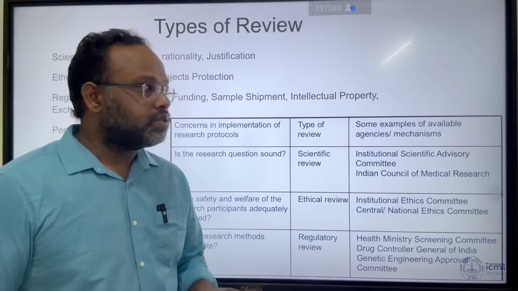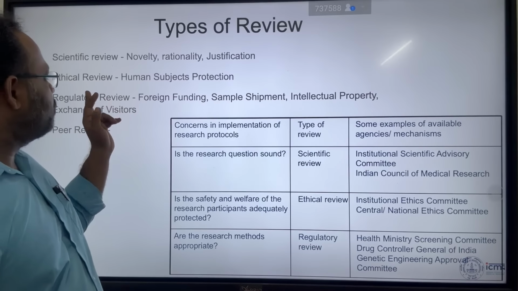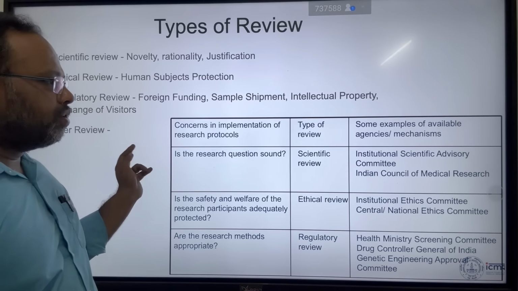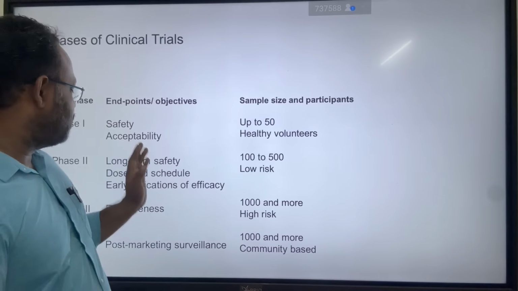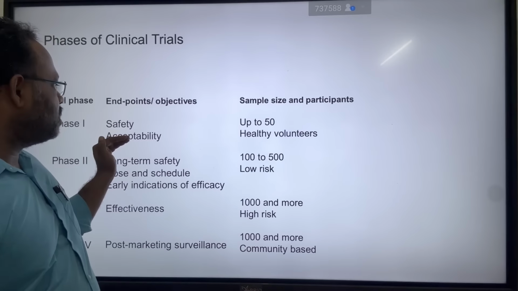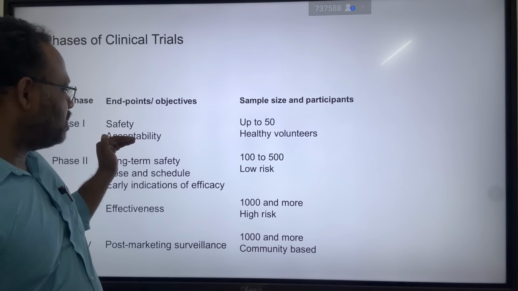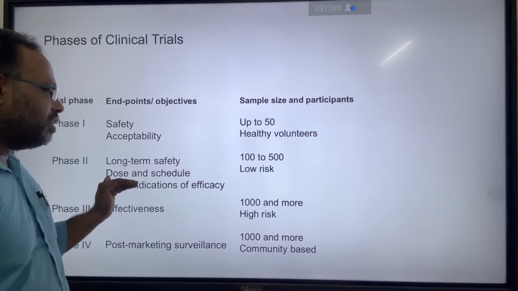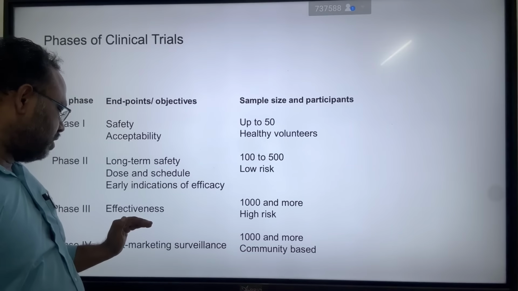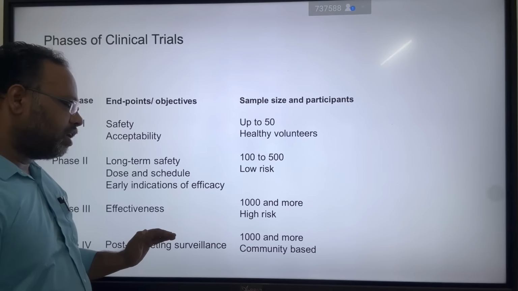The types of reviews, we have different types of review: scientific review, ethical review, regulatory review, and peer review. And we have different stages of clinical trials, that is phase 1, phase 2, phase 3, phase 4. Phase 1 is for safety and acceptability. Phase 2 is for long-term safety, dosing and scheduling, early indications of efficacy. Phase 3 is for effectiveness. Phase 4 is post-marketing surveillance.